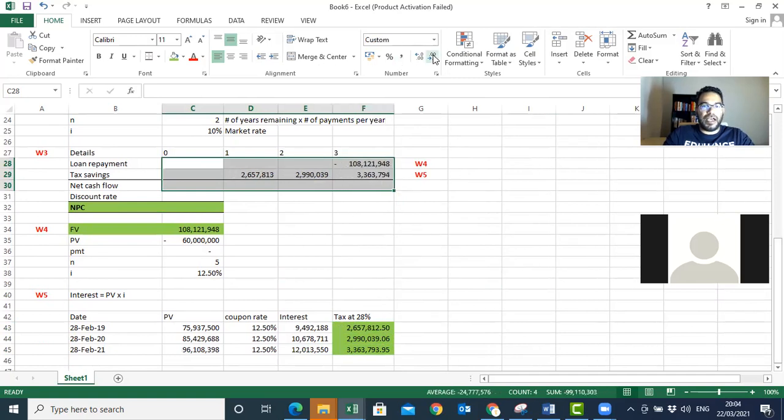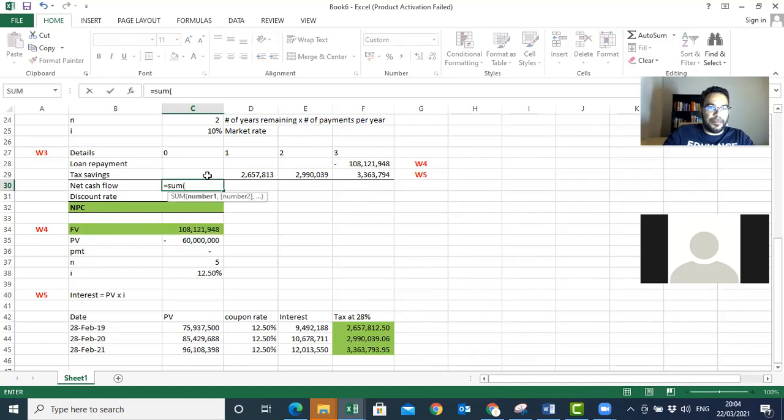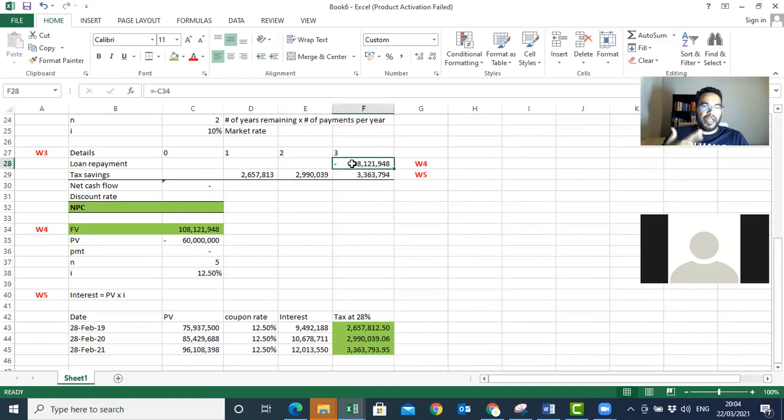Now we can get our cash flows, which is the sum. Before I go on, you can see I made the loan negative and the tax saving positive. The tax savings reduces the loan payment, so just be aware of that. Tax savings is a good thing as an inflow, so it's positive. So that's my net cash flows.